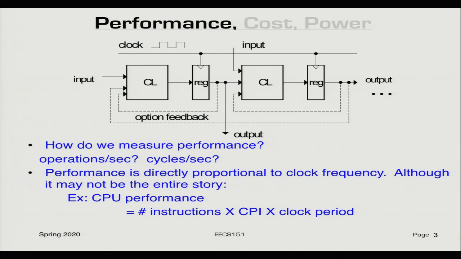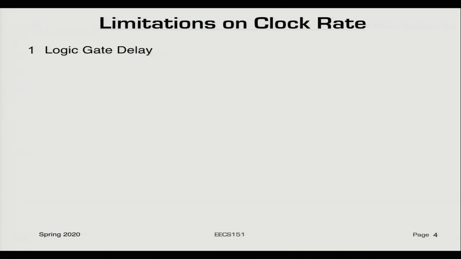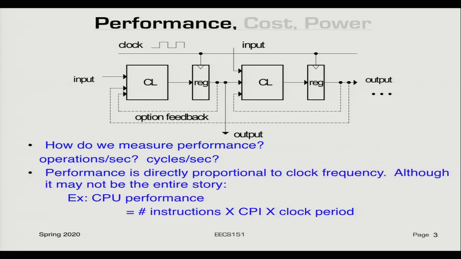Okay, to that end then, we'll think about limitations on clock rate. We'd like our circuits probably to run as fast as they can for a given amount of power and a given amount of area to find that kind of Pareto optimal point. Okay, so what limits the clock rate?